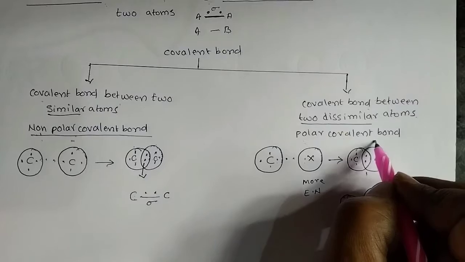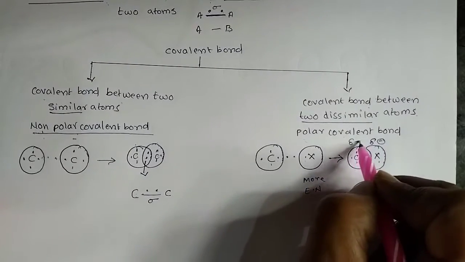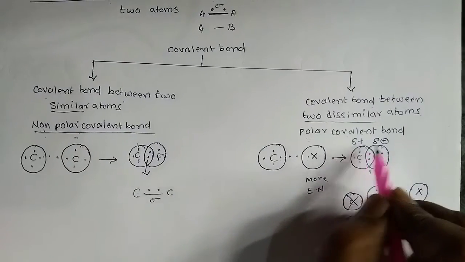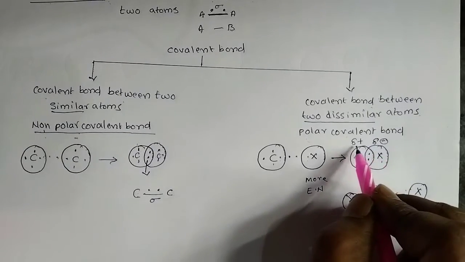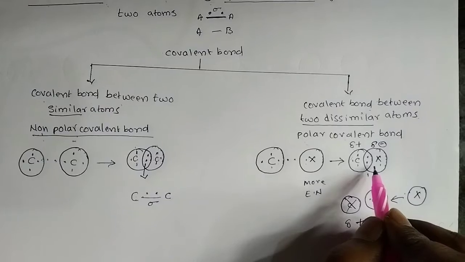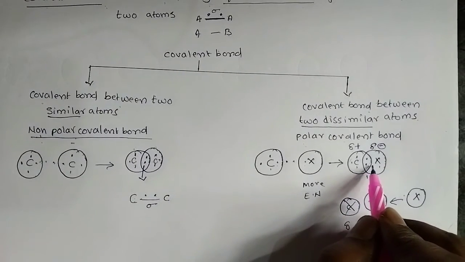Here partial negative charge, and here partial positive charge. Okay, so the polarity develops in the molecule. How does the polarity develop? Because of the difference in their electronegativity.